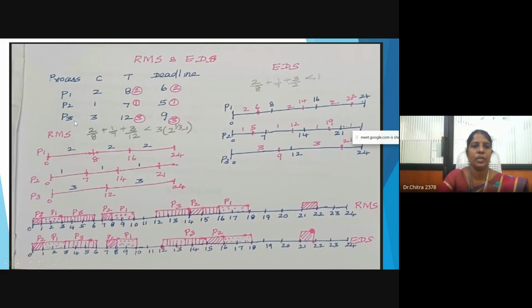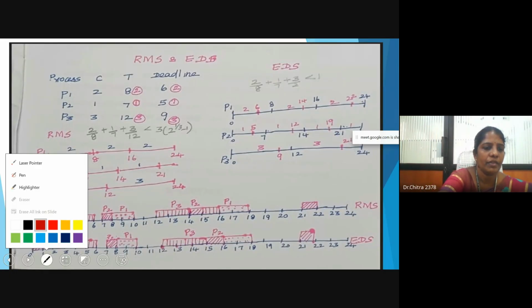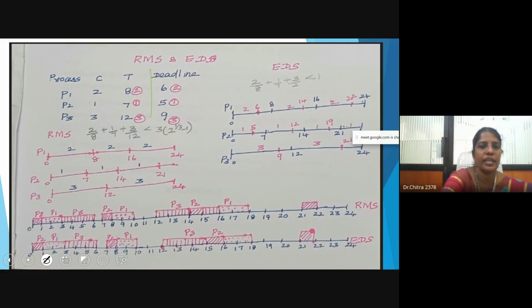Consider P1, P2, P3. The execution times are 2, 1, 3, the periods are 8, 7, and 12, and the deadlines are 6, 5, and 9. These are the deadlines given. First, I am going to execute the RMS algorithm. In the RMS algorithm, no need to take the deadline.